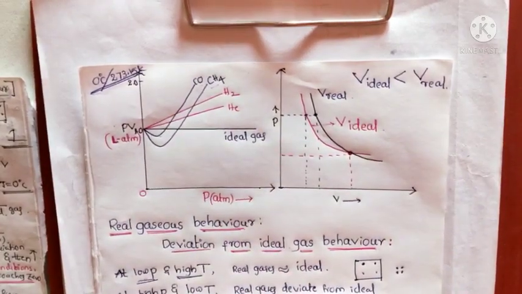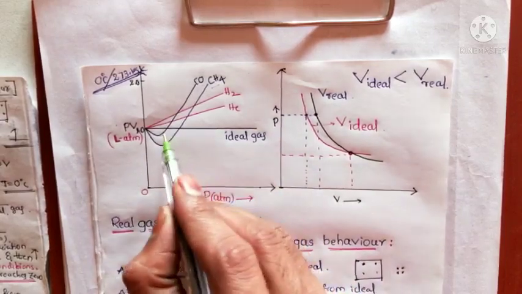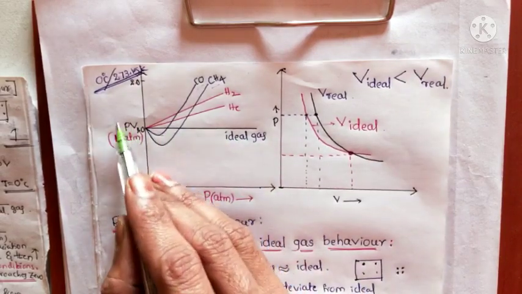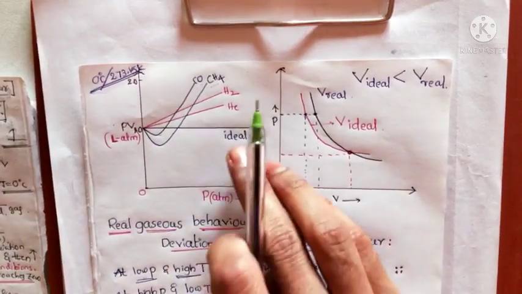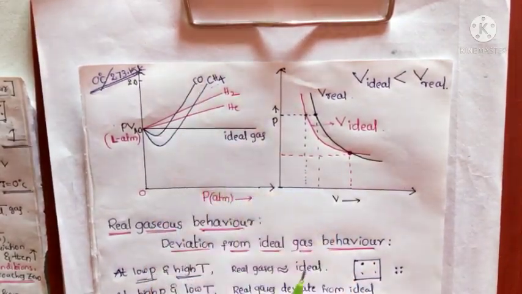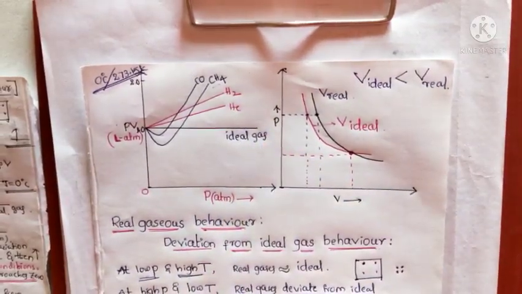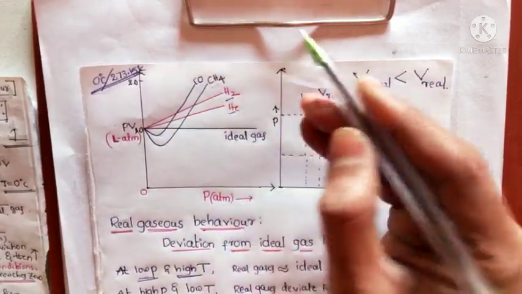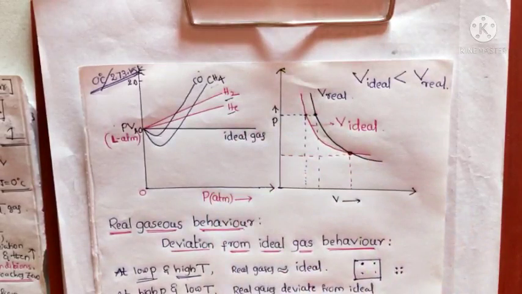An ideal gas gives a straight line at all pressures. Which straight line here? The product of pressure and volume is parallel to the pressure axis, so this belongs to ideal gas behavior. Here two types of deviations are there. One deviation belongs to the hydrogen and helium gases, and the other deviation belongs to carbon monoxide and methane gases.